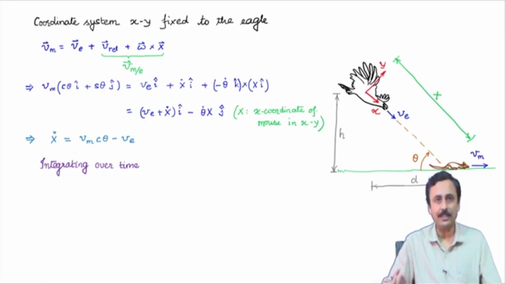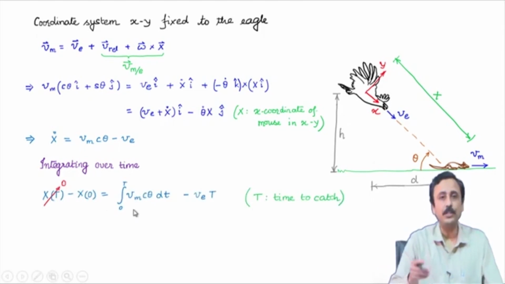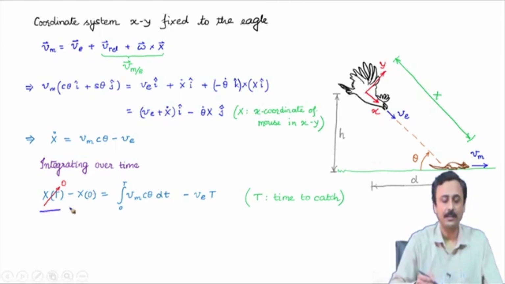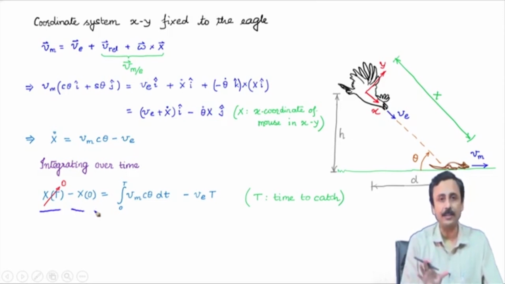Therefore, if at time capital T the eagle has caught the mouse, then capital X at time t equal to capital T must be 0. That is what I have written here. I integrate this equation over 0, when the eagle just saw the mouse, to capital T, when it has caught the mouse. When it has caught the mouse, capital X at capital T is 0, and at the start, what is this x, that I can find out in terms of h and d.